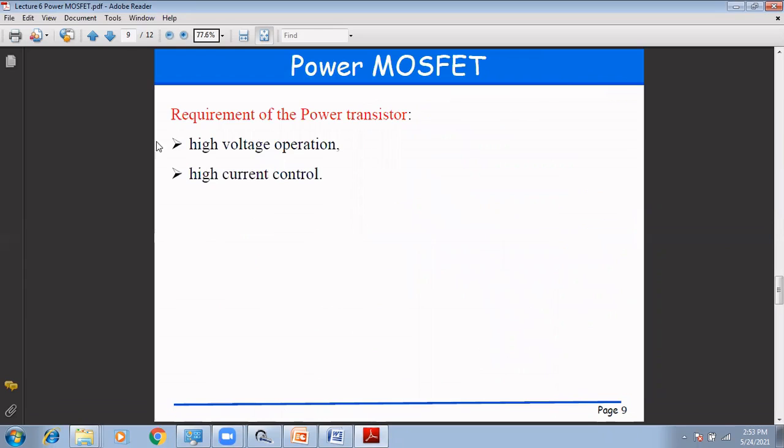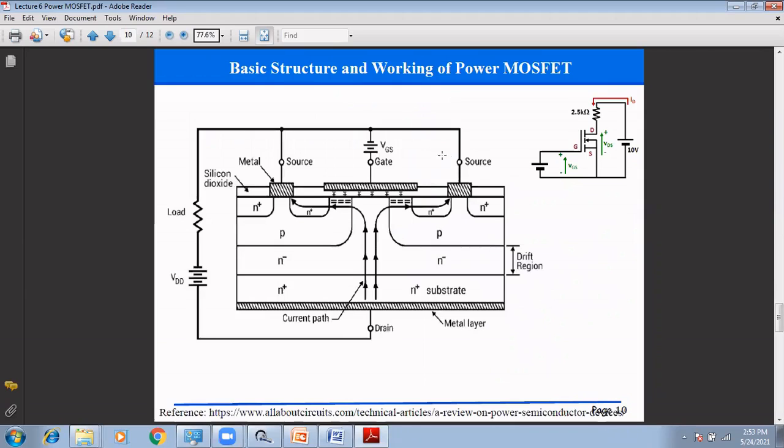We are discussing the power MOSFET. As the name suggests, a power MOSFET should be able to handle high voltage and high current, and to fulfill these two requirements, that is to handle high voltage and high current, we are required to make some modification in the structure of the MOSFET.